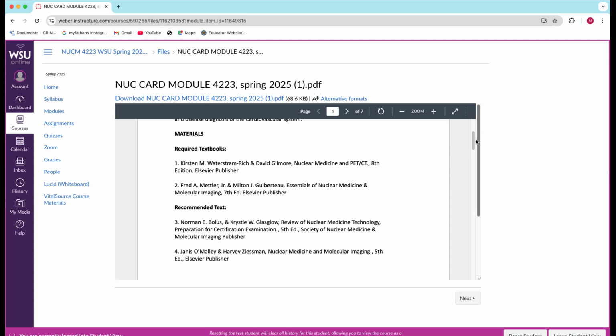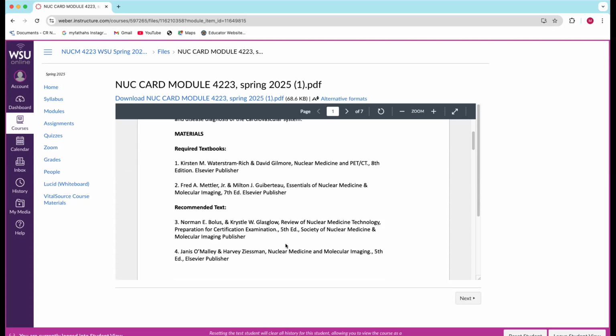Now, I also put on here a couple of other texts, and so let me explain those. The first one I put is the Norman E. Bullis textbook, and this is a review of nuclear medicine. So this is a textbook that you'll be required next semester when we do our review of the program, okay? The reason I marked it on there is it has some good information about cardiology in there. So you're going to have to buy it next semester. If you can buy it this semester, it's a great supplement for this class. If you can't, don't stress. You'll be just fine with the Waterstrom and the Mettler.